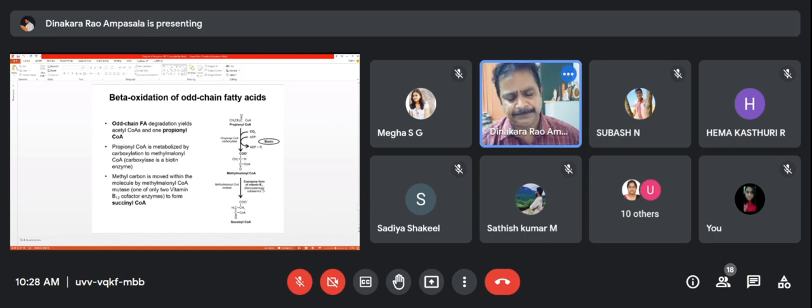Succinyl-CoA is the intermediate molecule feeding into the TCA cycle. In this way, this molecule, propionyl-CoA, which is generated from the odd-chain fatty acids, is also utilized in oxidation via the TCA cycle.